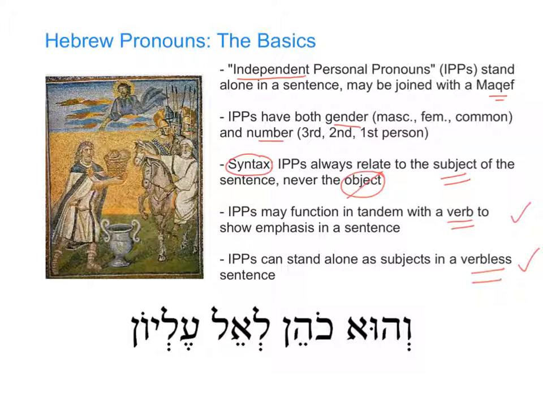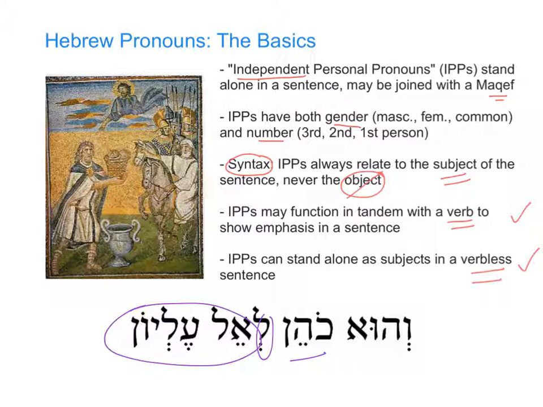So why don't we read it in Hebrew, and then we'll translate it, and then we'll move on. Vehu kohen le'el elyon. So that was Vehu kohen le'el elyon. Now, if we want to move through the sentence, we could translate this as a noun. This means priest. We know that this here is an inseparable preposition, le. El elyon is a theophoric term. It means God Most High.